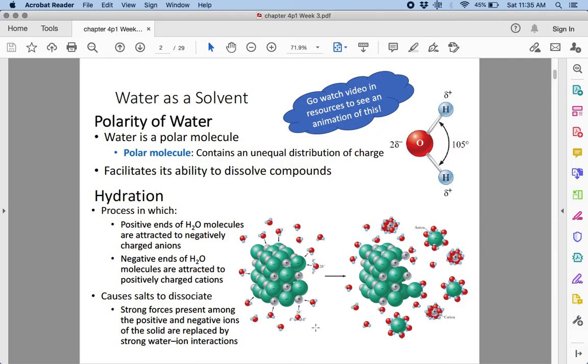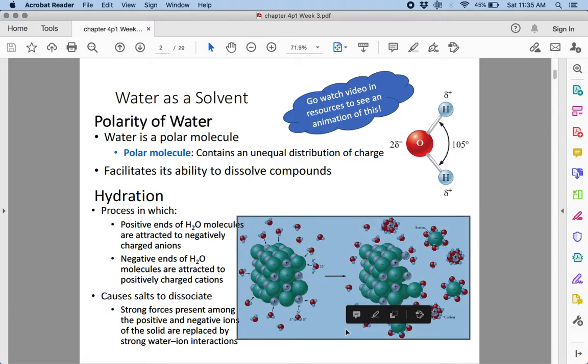We will see more of this dissociation as we go through this. But again, just to reiterate, this should be something you should be writing down in your notes. Covalent compounds dissolve. Ionic compounds dissociate in water.